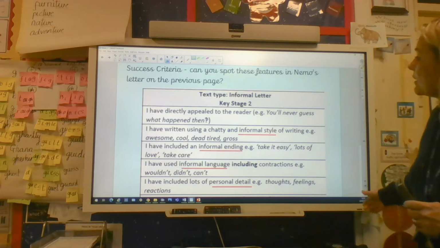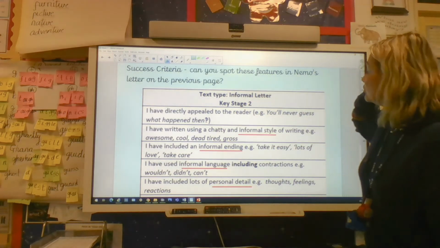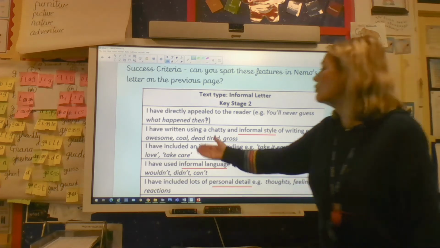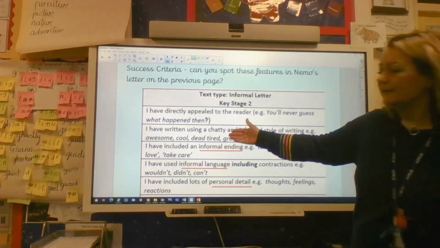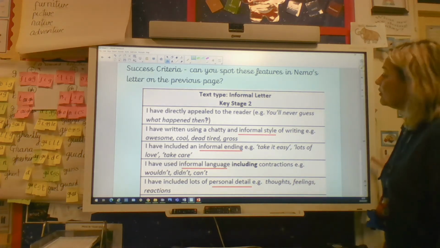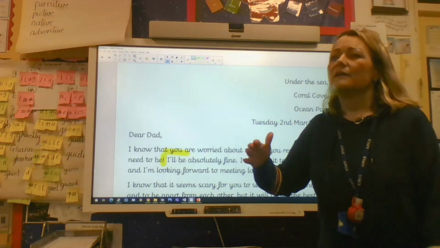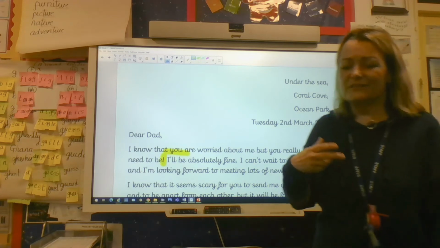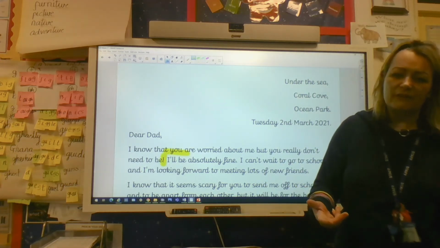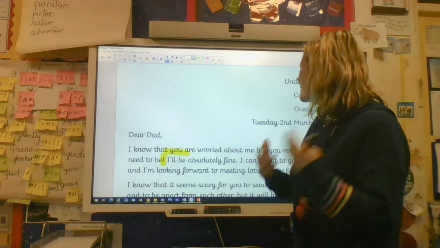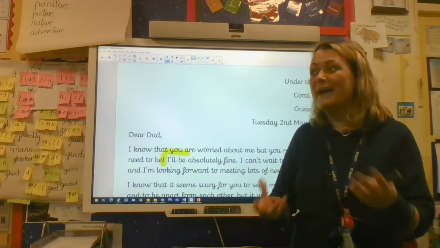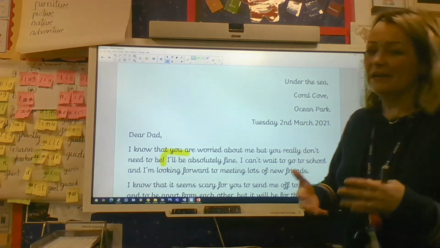Look at the next one, written using a chatting and informal style. So might be using words like awesome, cool, dead tired. Would be using those sorts of words instead of feeling wonderful. You might not say that to your friend or to your dad. You might go home and say, oh, I feel really rubbish. Well, I hope you don't. I hope you'll be going back saying, I feel amazing, or I feel really, really positive.